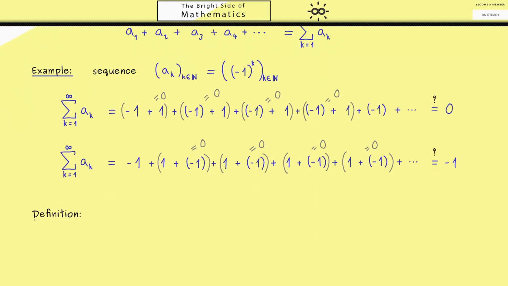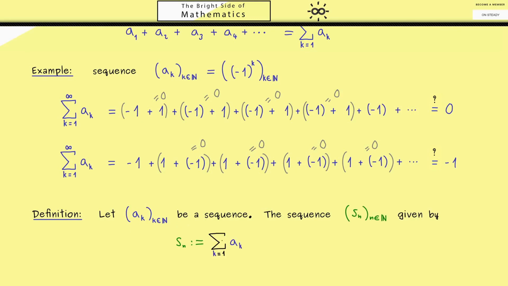So this will be our definition of a series. For this let ak be any sequence of real numbers. And then we define a new sequence Sn by setting Sn to be the sum of the first n members of the sequence ak. So this is just a normal finite sum. Hence Sn is a real number as well. Therefore the whole sequence given by Sn is what we call the series.